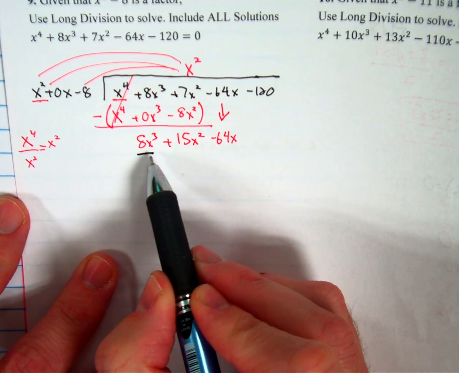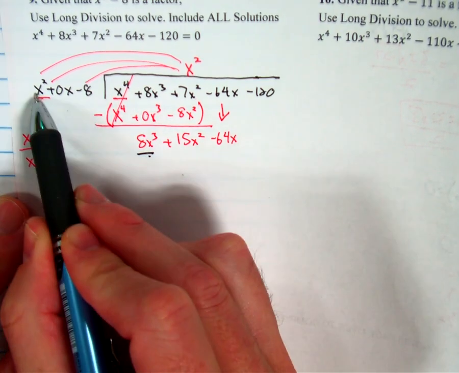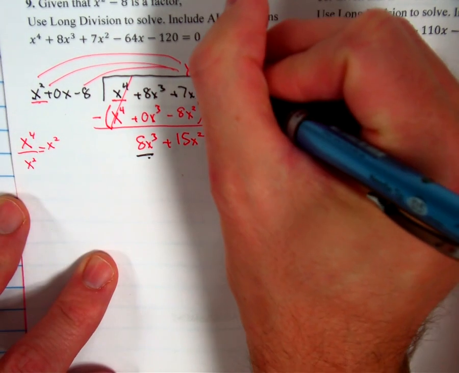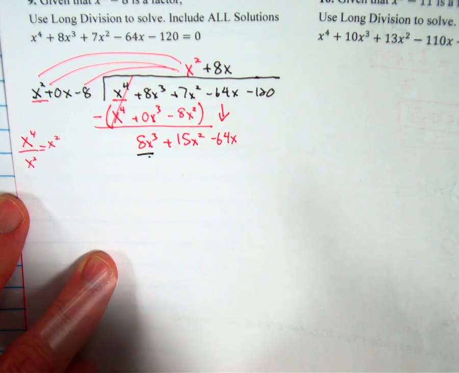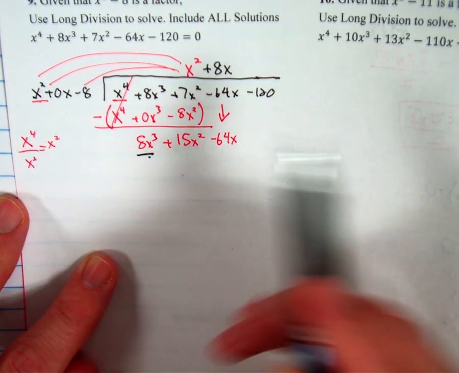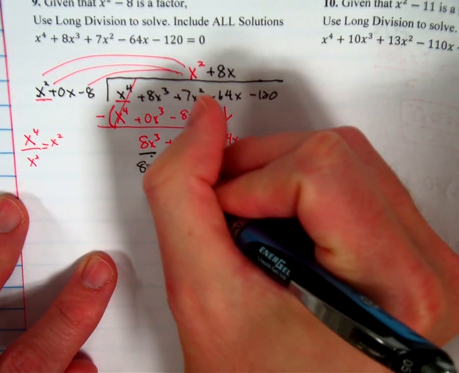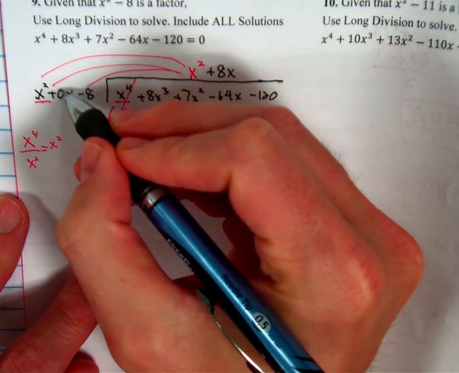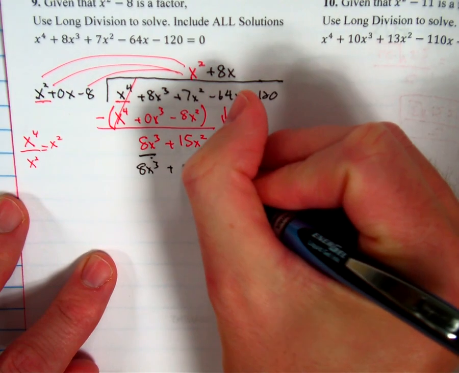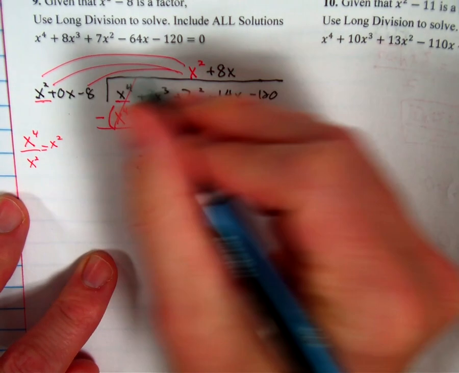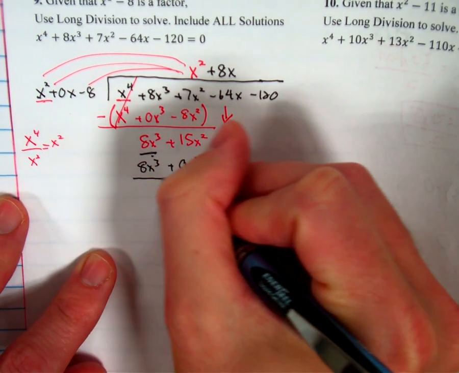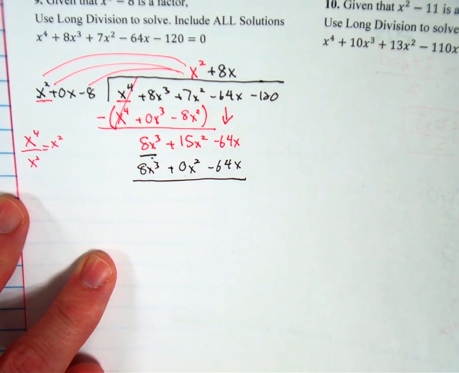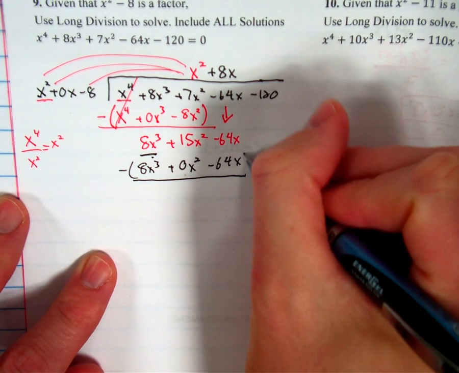Okay? 8x to the 3rd divided by x squared should give us a positive 8x. And I multiply that back to everything. And we'll have 8x to the 3rd. 8 times 0 will be 0x squared. And 8 times negative 8 will have minus 64x. Again, remember to subtract down.